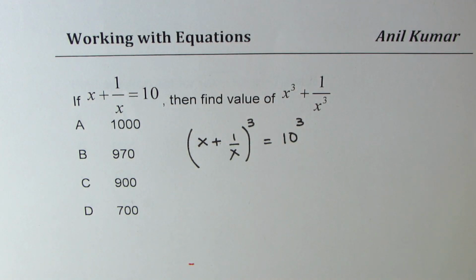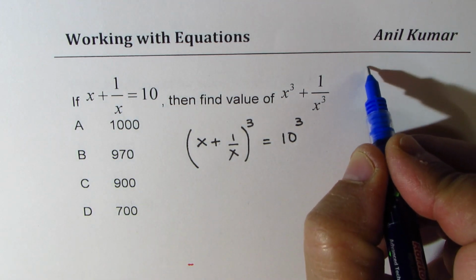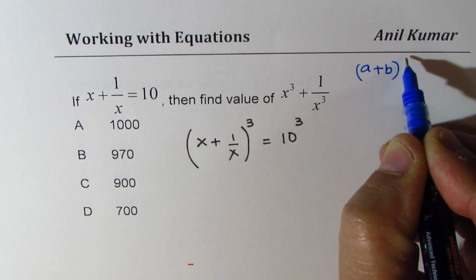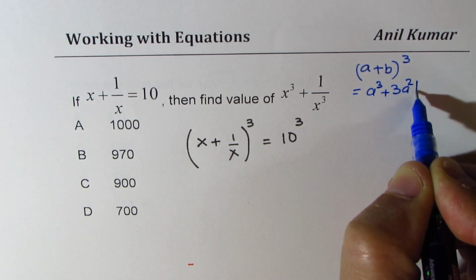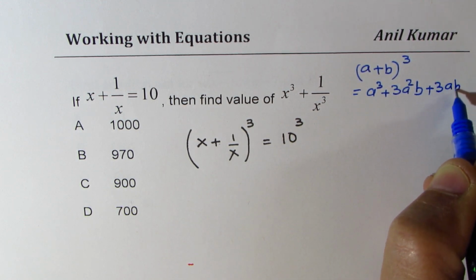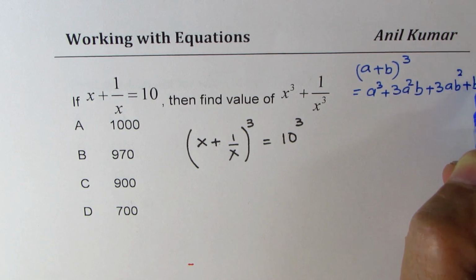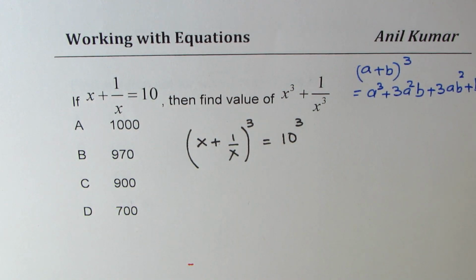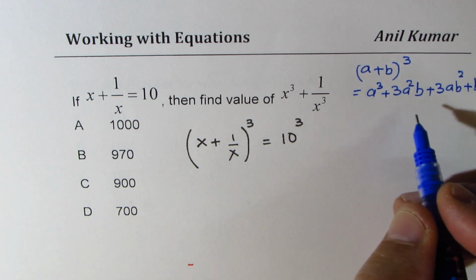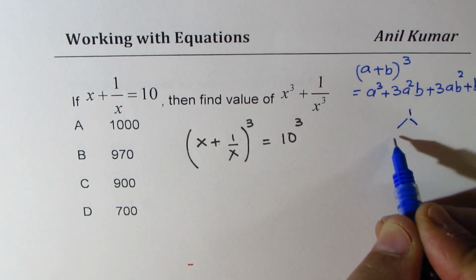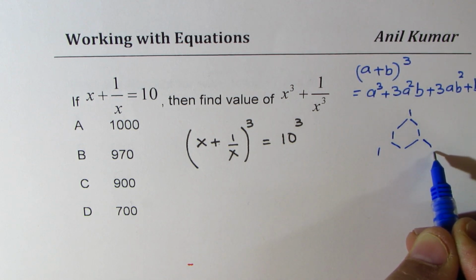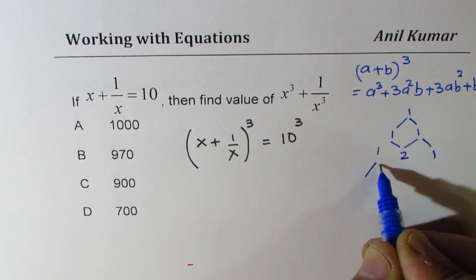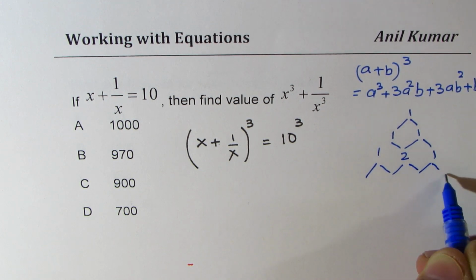Now, some of you may know what a plus b whole cube is, but it is good to know. So, a plus b whole cube is equal to a cube plus 3a square b plus 3ab square plus b cube. Correct? That's a standard formula which you should know. Some of you can take help of Pascal's triangle. This is not just for cubes. The idea here is to show you a method which could work for even higher powers, right?